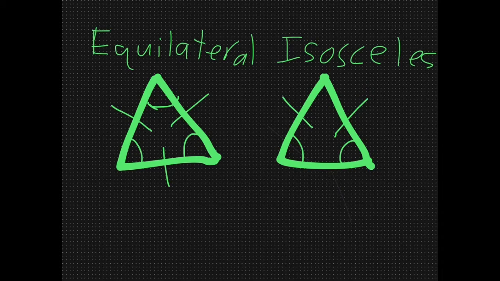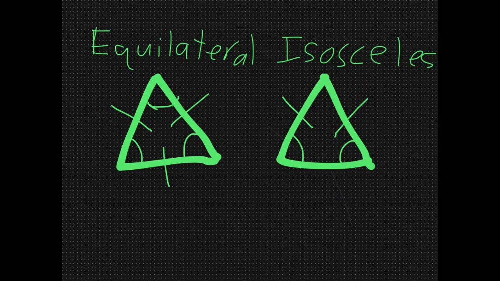An equilateral triangle is a triangle with 3 equal sides and 3 equal angles. An isosceles triangle is a triangle with 2 equal sides. This means that the opposing angles of each of these sides are also equal.